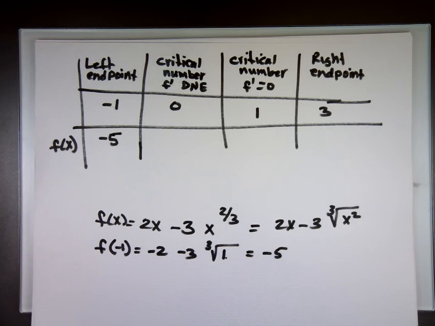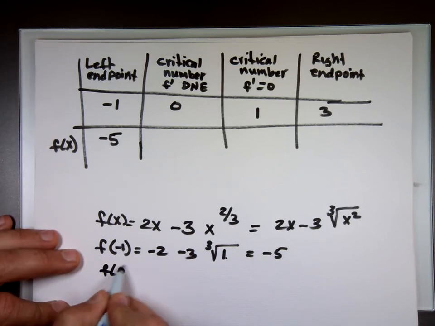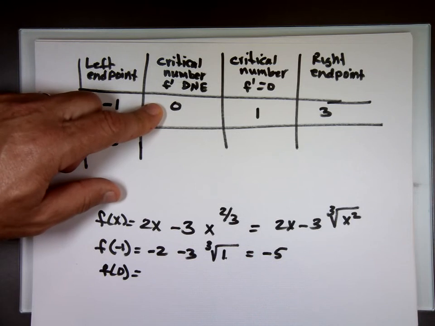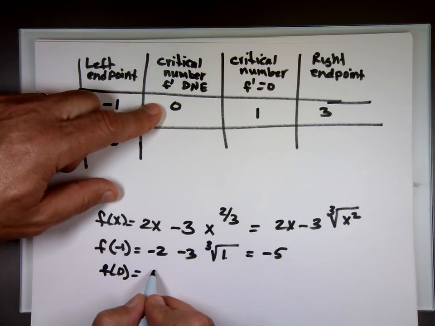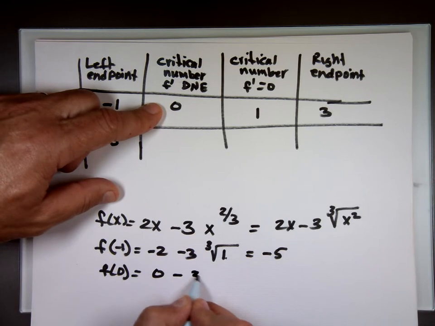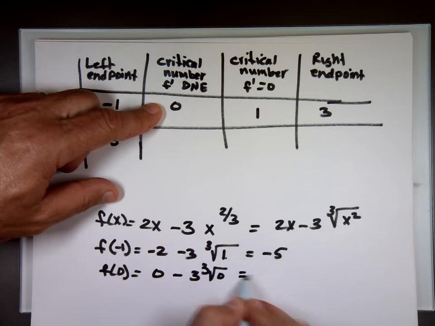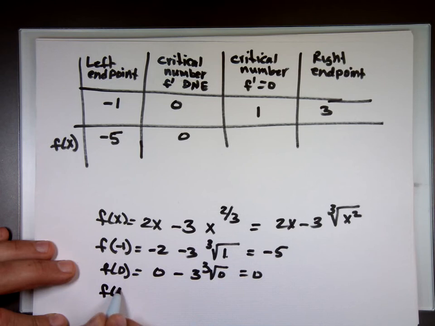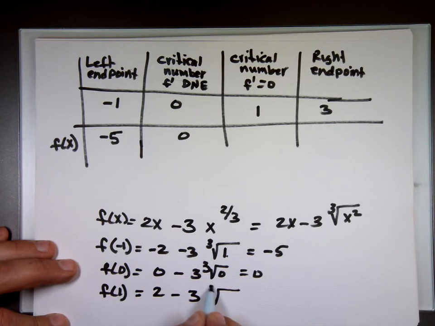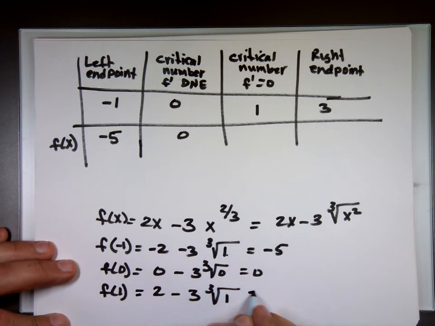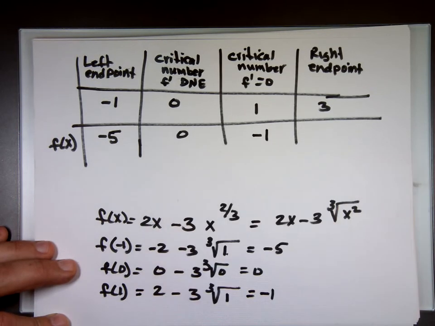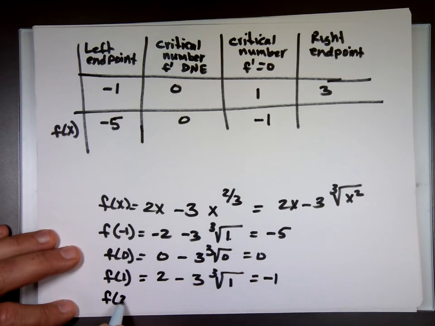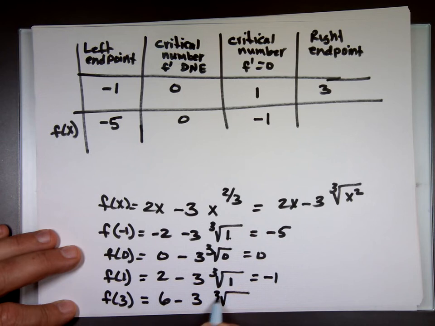When x is 0, it's 2 times 0, which is 0, minus 3 times the cube root of 0. Is that a 0? When x is 1, 2 minus 3 times the cube root of 1. Is that a -1? And the last one, what's the value of the function at 3? 6 minus 3 times the cube root of 3 squared, which is 9.